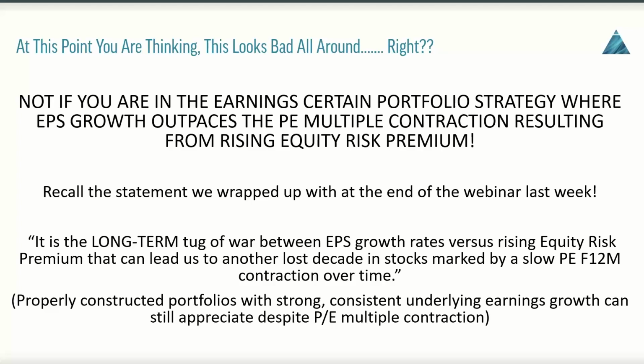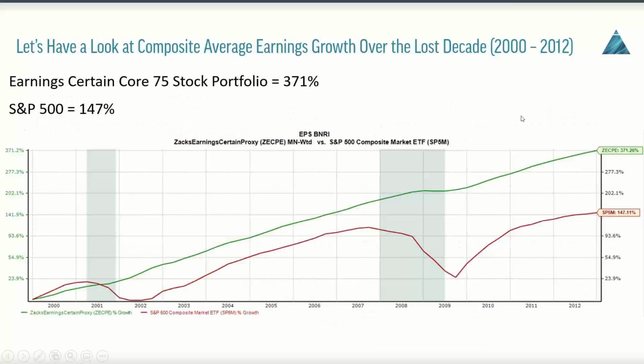However, properly constructed portfolios with strong, consistent underlying earnings growth can still appreciate despite that PE multiple contraction. Again, think about it. You've got a PE multiple. We're expressing price as a multiple of earnings. So if your earnings growth is outpacing the contraction in PE, you'll still end up with appreciation. And that's what we're going to show right now. So to do that, I'm going to look at the Zacks Research System adjusted earnings. We call that the before non-recurring items number.